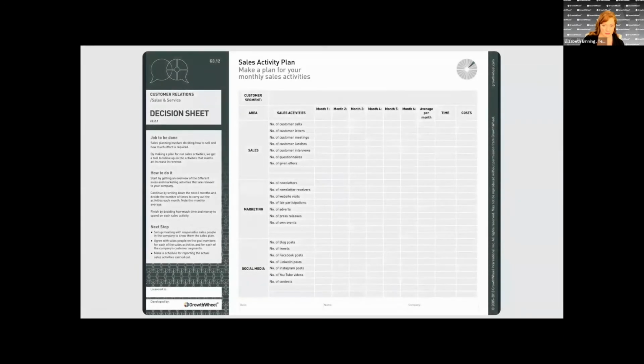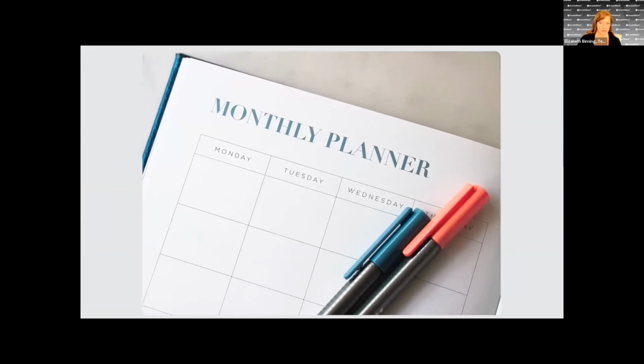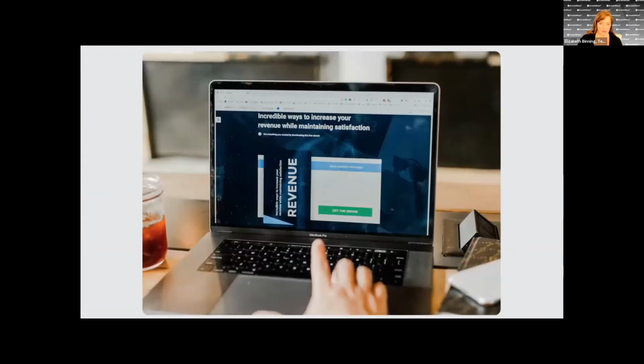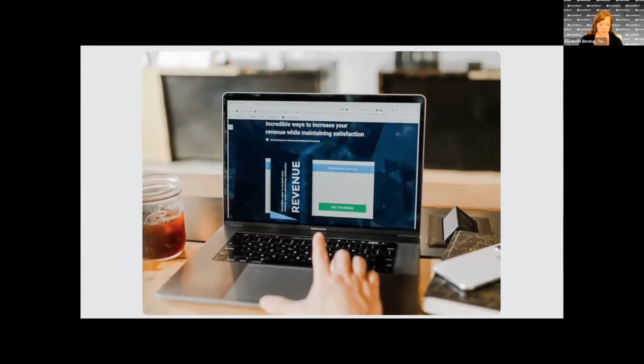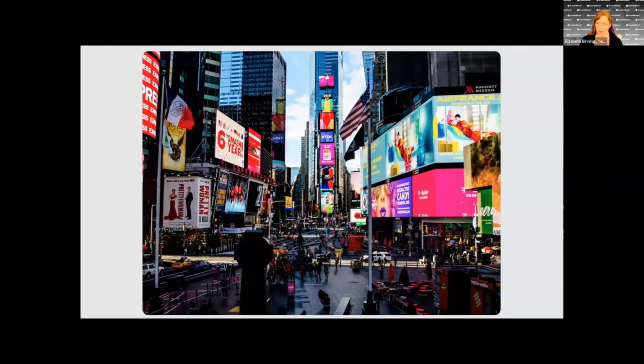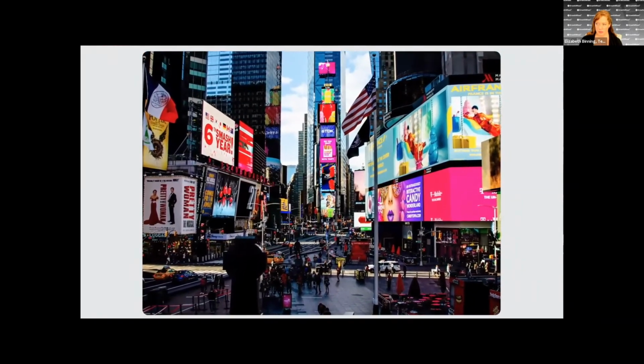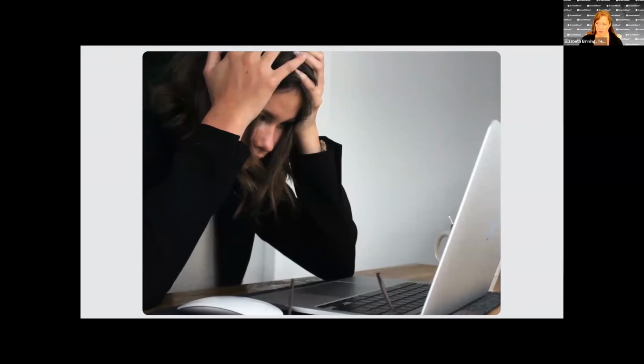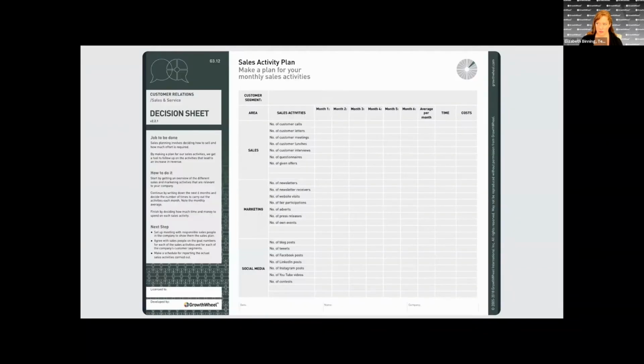This GrowthWheel decision sheet is called Sales Activity Plan, and it's about how to make a plan for your monthly sales activities. The job to be done is to decide how best to sell your products and services and how much effort is required. The challenge is that, unfortunately, sales don't just happen on their own very often. With so many marketing messages bombarding us every day, it's easy for customers to forget about us if we don't do anything. The benefit of going through this decision sheet is that by making a plan for our sales activities, we gain a tool to follow up on the activities that lead to an increase in revenue.